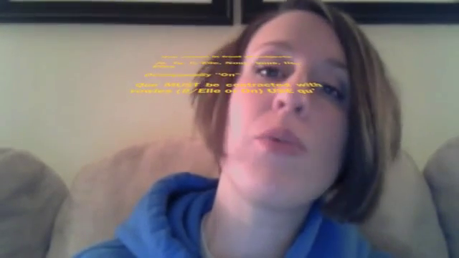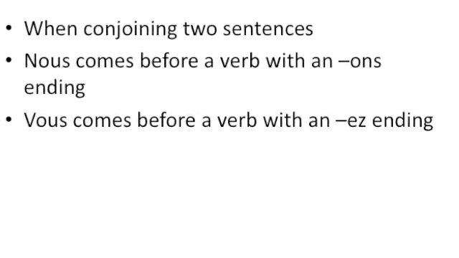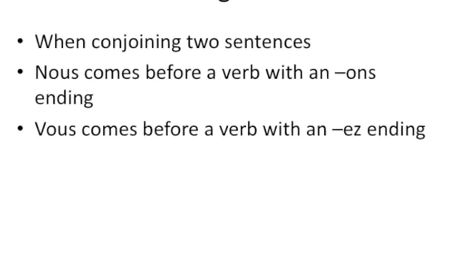Now, the thing that you're going to have to remember is that because nous and vous can be an object or a subject, you need to know the difference between when it's acting as a subject or an object so you know whether to use qui or que. When nous and vous agree with the verb that comes right after them, so whenever nous comes in front of a verb with an -ons ending, or vous comes in front of a verb that has an -ez ending, that means you're going to need to use que. When nous does not agree with the verb that comes right after it, or vous does not agree with the verb that comes right after it, that means you're going to use qui.